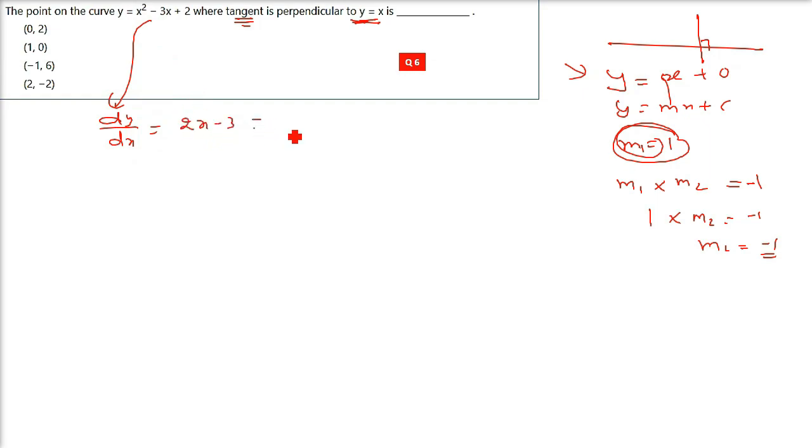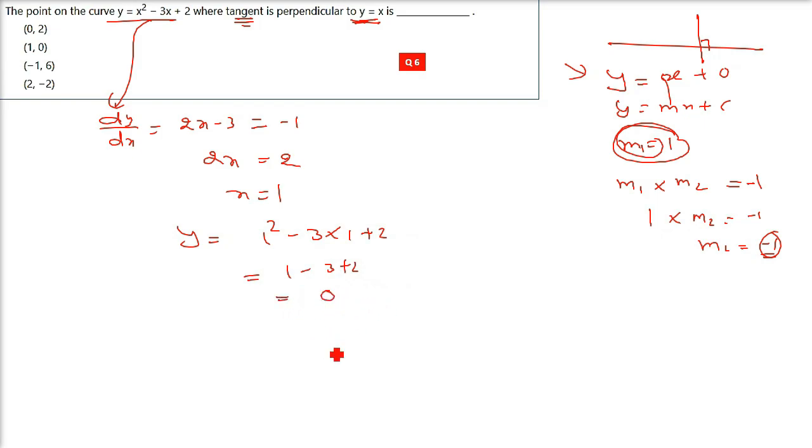So we are differentiating this: 2x − 3 = −1. 2x is going to be equal to 3 − 1, which is 2. Divide both sides by 2, you will get x = 1. Now when you have x = 1, put it back in the equation and you will get the value of y. 1² − 3 × 1 + 2 is 1 − 3 + 2, which is 0. So you have x and y as (1, 0).